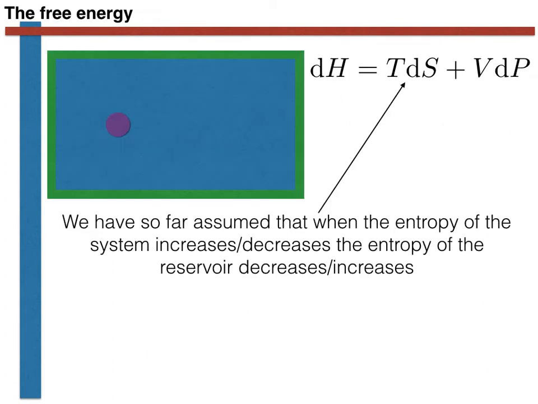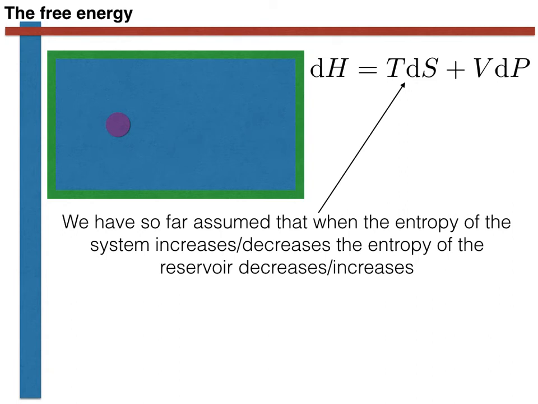Let's now move on to a second kind of thermodynamic potential. We have thus far assumed that when the entropy of the system increases, the entropy of the reservoir decreases. In other words, we have assumed that entropy is transferred from the system to the reservoir, so that any decrease in the entropy of the system is counterbalanced by an increase in the entropy of the surroundings.